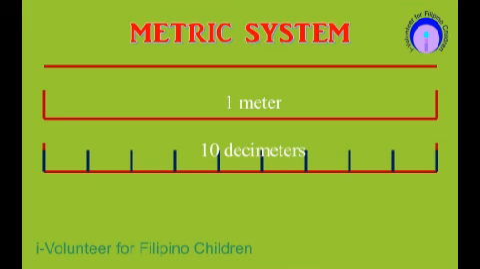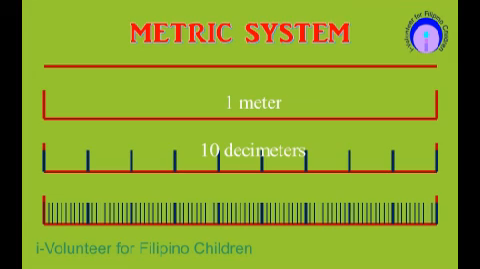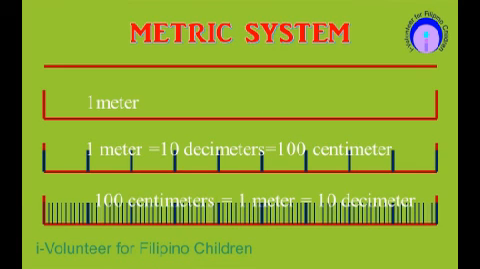When 1 meter is divided into 100 equal parts, one of which is called centimeter. Therefore, 100 centimeters is equal to 1 meter. At kapag ang 1 meter is divided into 1,000 equal parts, ito ang tinatawag nating millimeter. Dahil sa kakulangan ng space, hindi na natin maipapakita ang 1,000 equal parts of a meter. Tandaan, ang isang metro ay katumbas ng 10 decimeters, 100 centimeters at 1,000 millimeters.